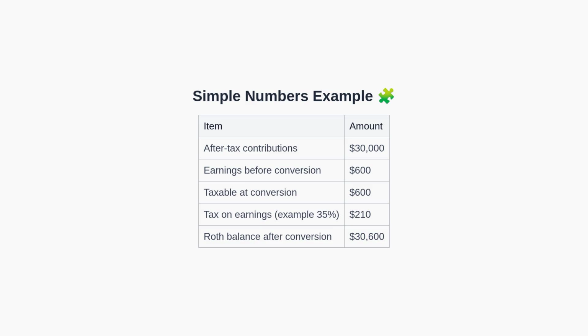This example assumes $30,000 of after-tax contributions and $600 of earnings at the time of conversion. Only the $600 is taxable when you convert. At a 35% marginal rate, that would be $210 in tax. After conversion, your Roth balance is $30,600, which can then grow tax-free, subject to Roth rules.